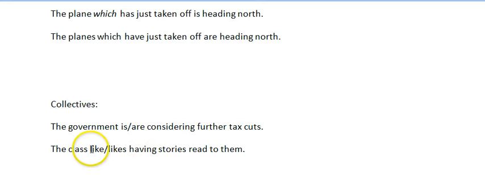The same is true of a class, for example, which is a group of people. You can say in English the class like having stories read to them, but you can also say the class likes having stories read to them. Collectives.